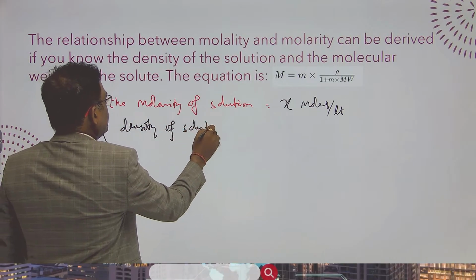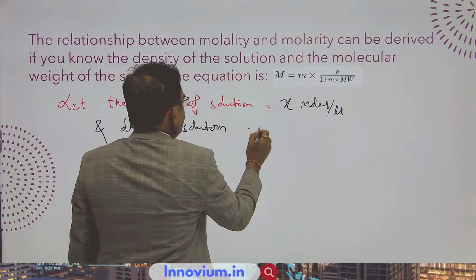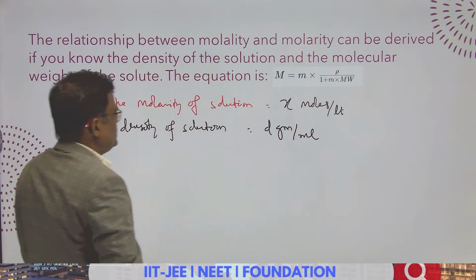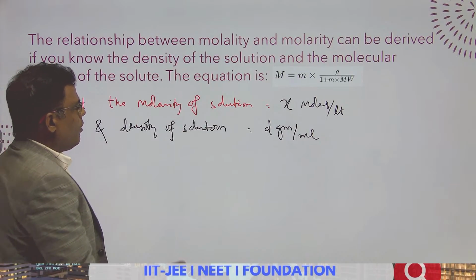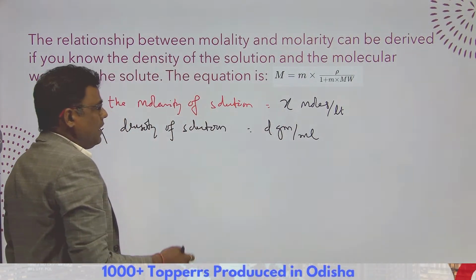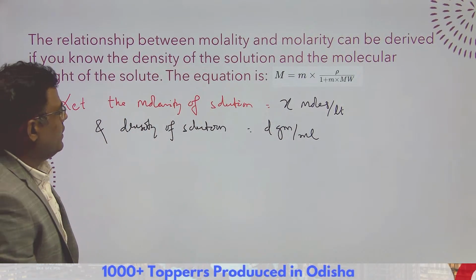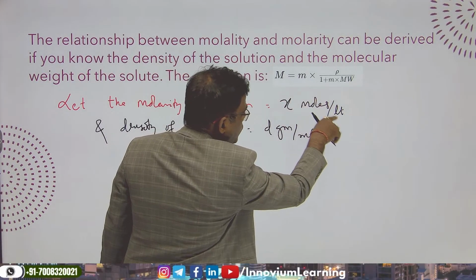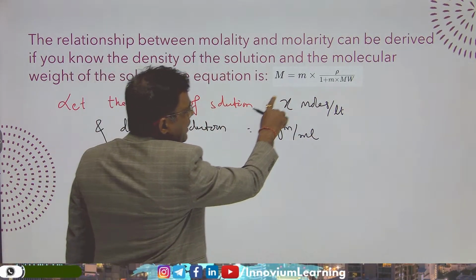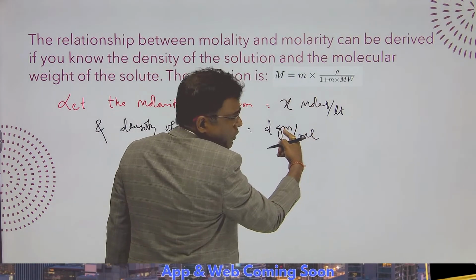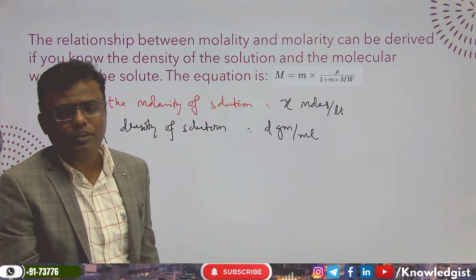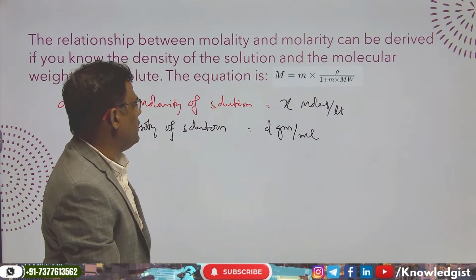of solution is d gram per ml. Now, taking the help of these two, we can derive the expression for molality, correct? How? You see molarity X moles per liter, what does it mean? It means X moles of solute is present in 1 liter of solution or 1000 ml of solution.